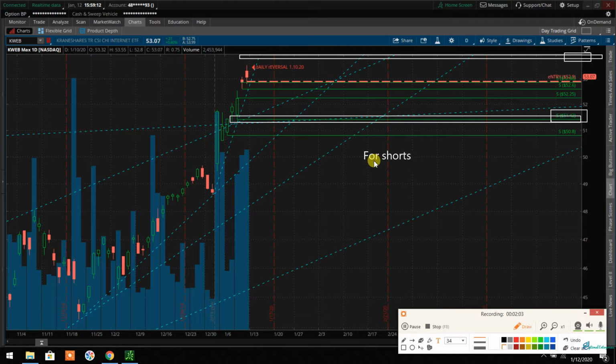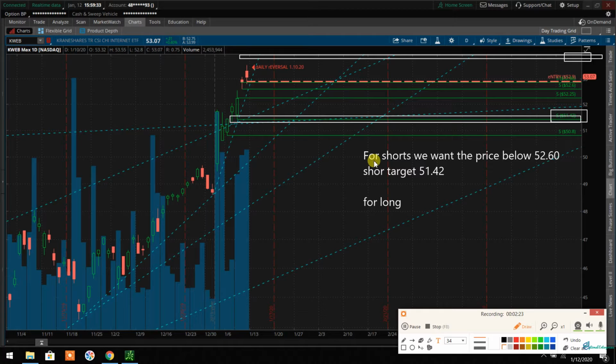Shorts, we want the price below 52.60. Short target, it's going to be 51.42.